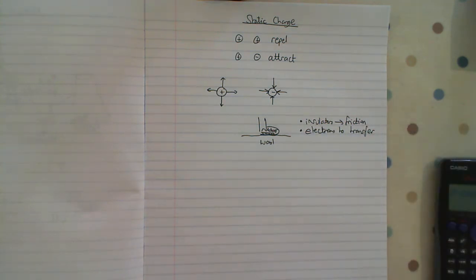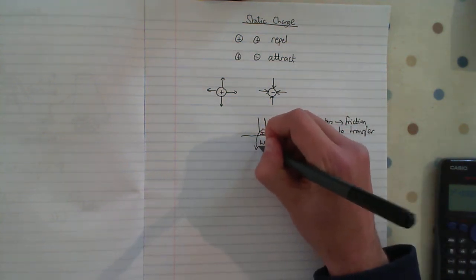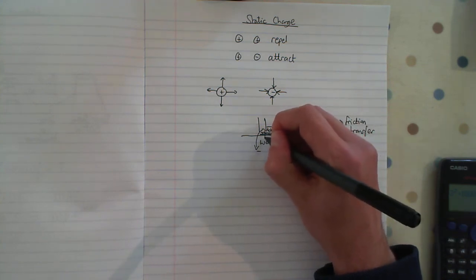And we don't necessarily know which way around they're going to transfer, but the question will often tell you the foot becomes negatively charged or the carpet becomes negatively charged. Whichever one is becoming negatively charged, that's the one gaining electrons. So in this example, let's say the rubber shoe is giving the electrons to the carpet.